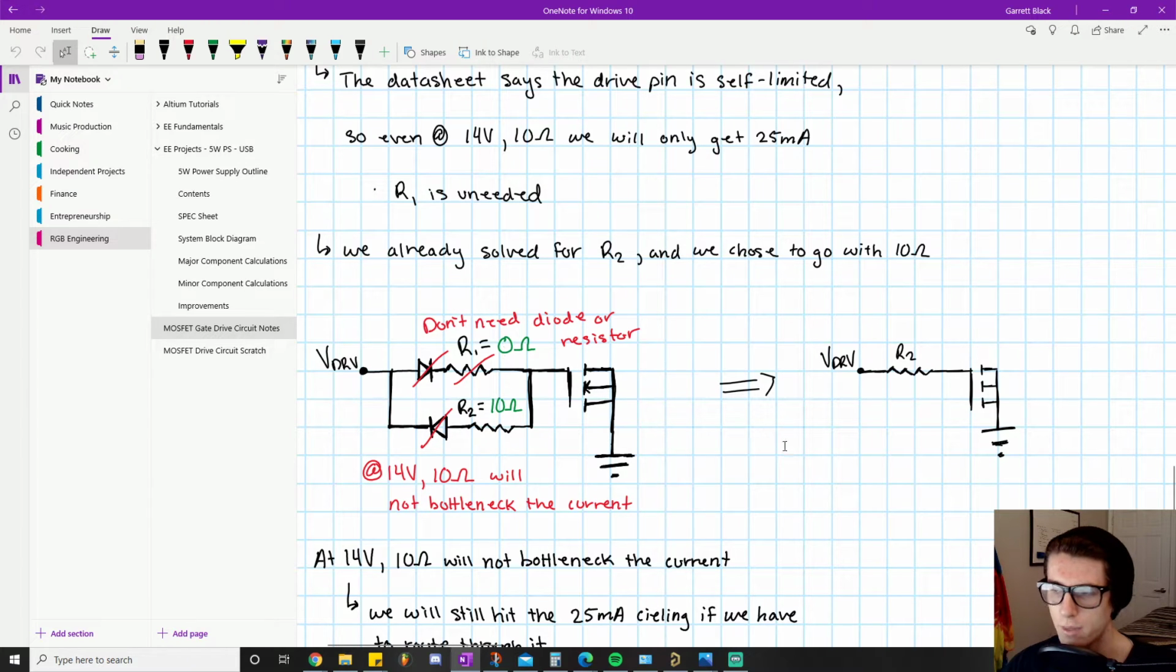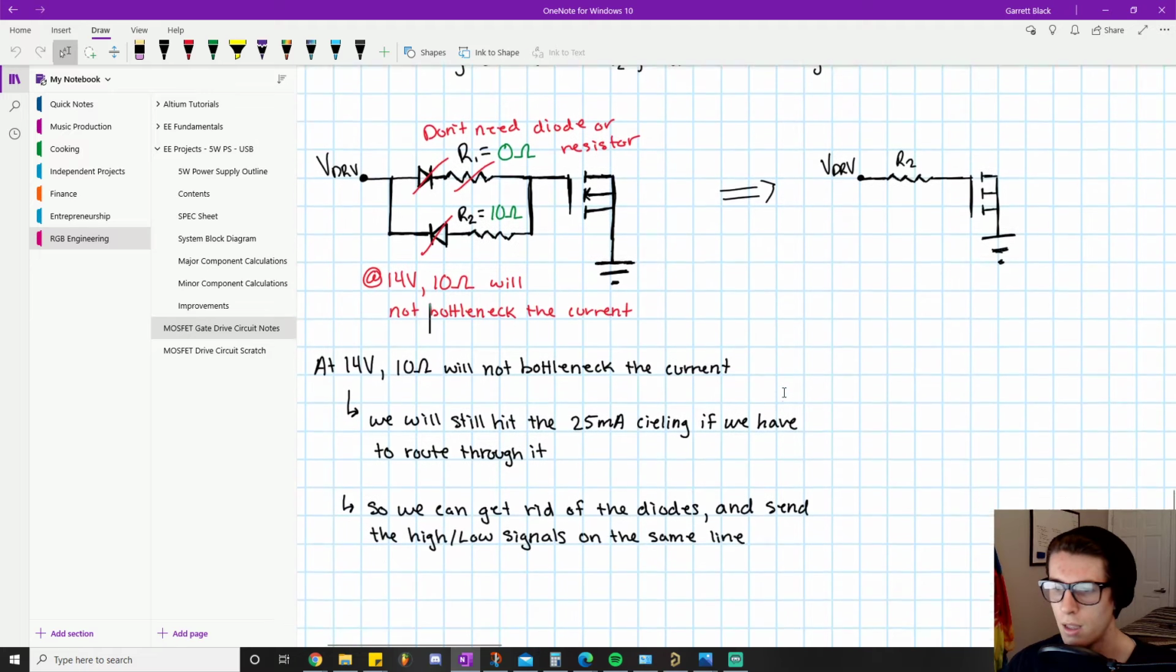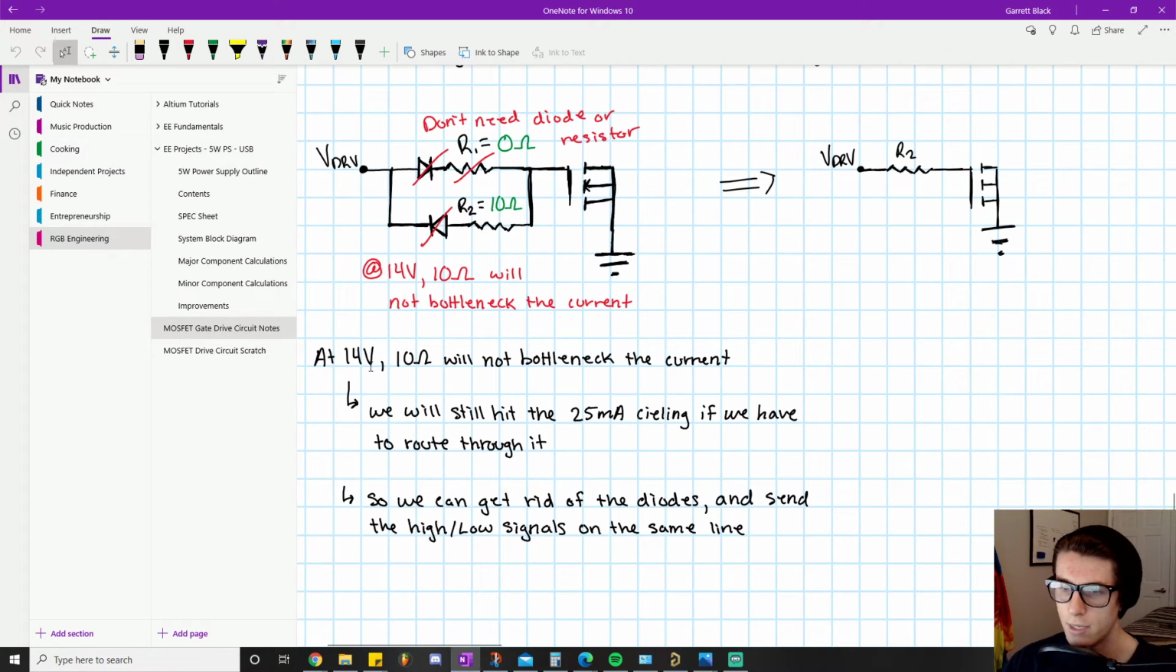So basically, this resistor will not slow down the rise time of our signal at all, and it will do the job of damping. As a result, you can literally just put one resistor in series with the gate driver, and that'll do the trick for you. Like I said, another way is that 14 volts, 10 ohms will not bottleneck the current. So that's the third different way I can explain it.